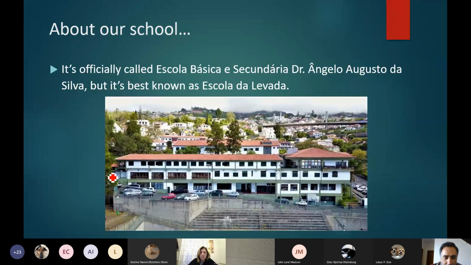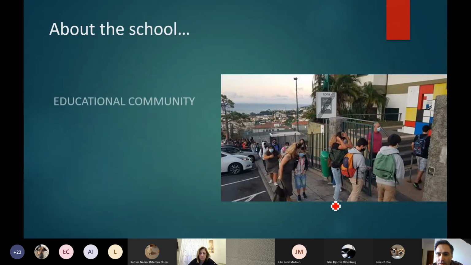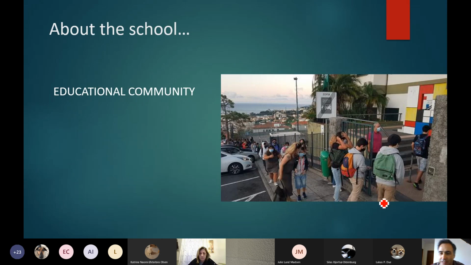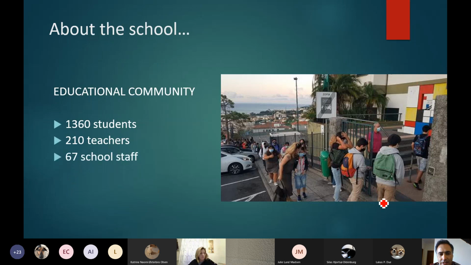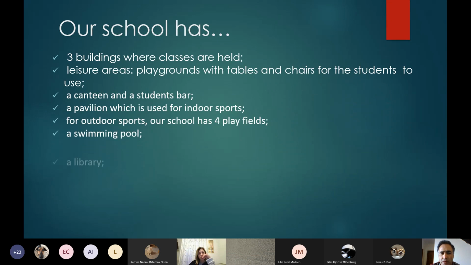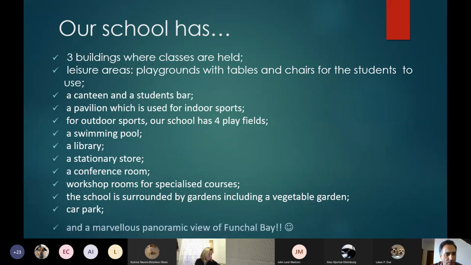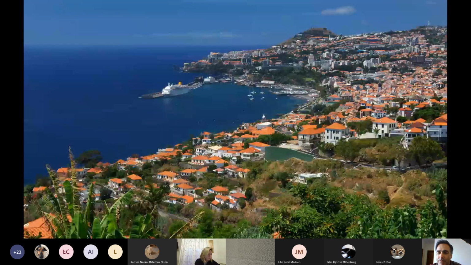Our school is this. You can see in this picture. This is the main entrance of the school. With COVID, you can see by the masks the students are wearing. We have almost 1,400 students, 210 teachers, 67 school staff. And we have a lot of areas: swimming pools, pavilions, a conference room, a garden. We have a vegetable garden taken care of by students. And we have more or less this view of the Funchal Bay.